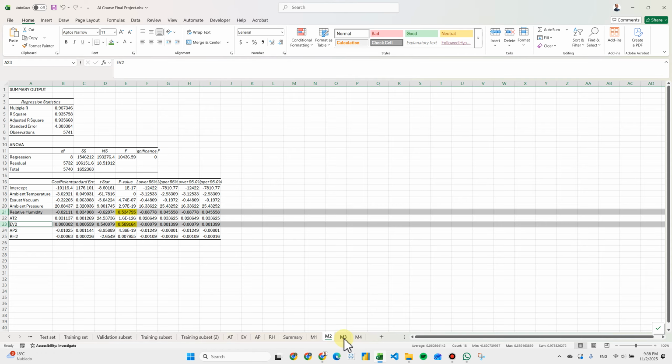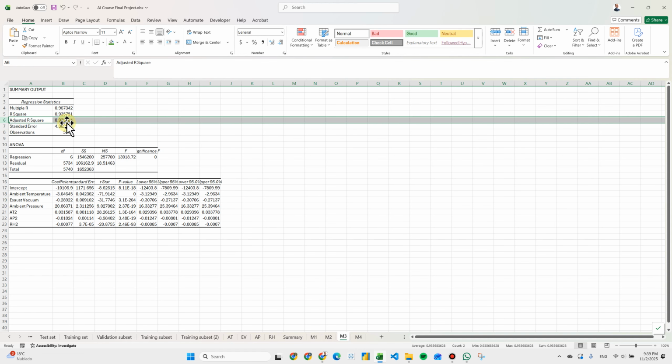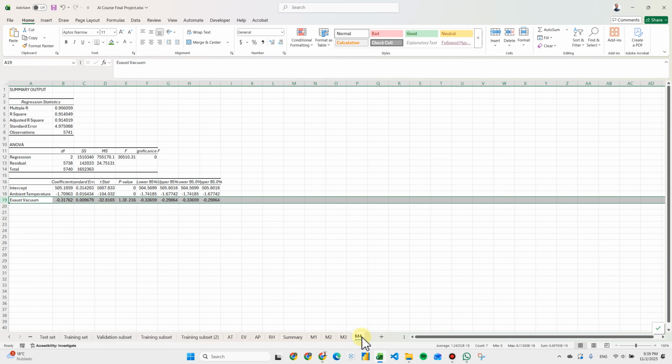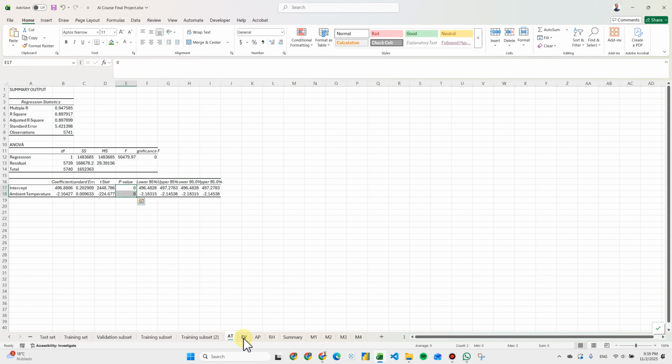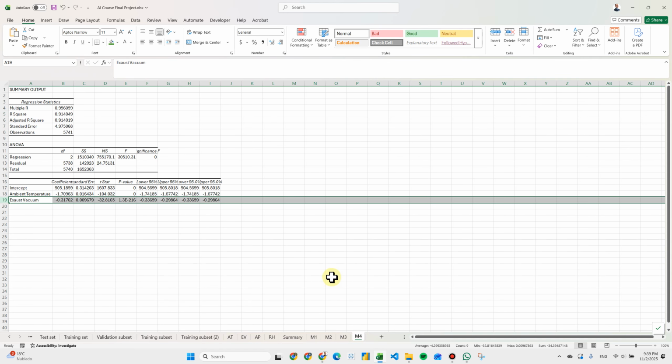Then I tried a third model by excluding these 2 features. I ran a model without them and got a slightly better R squared, where all features had a significant p-value. The final model I tried was a multiple regression with just 2 features, using only the most significant ones when I look at the R squared, so ambient pressure and the vacuum. That was my 4th model.